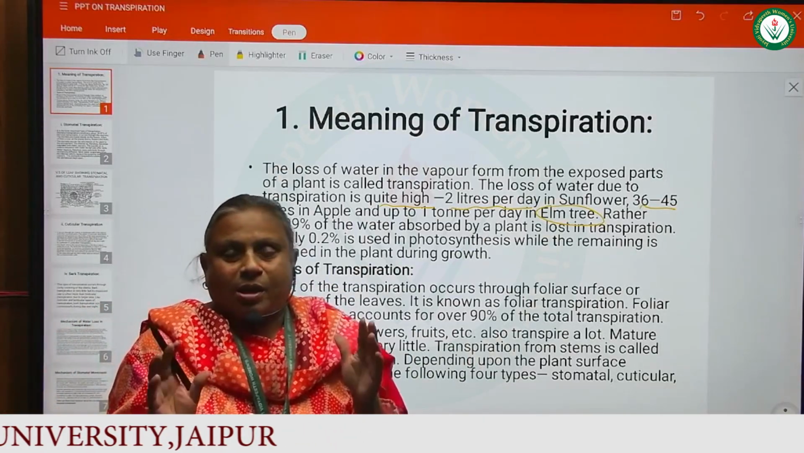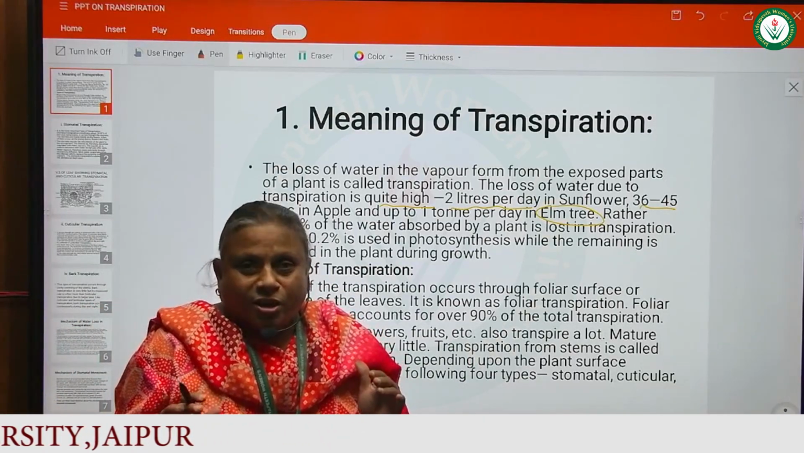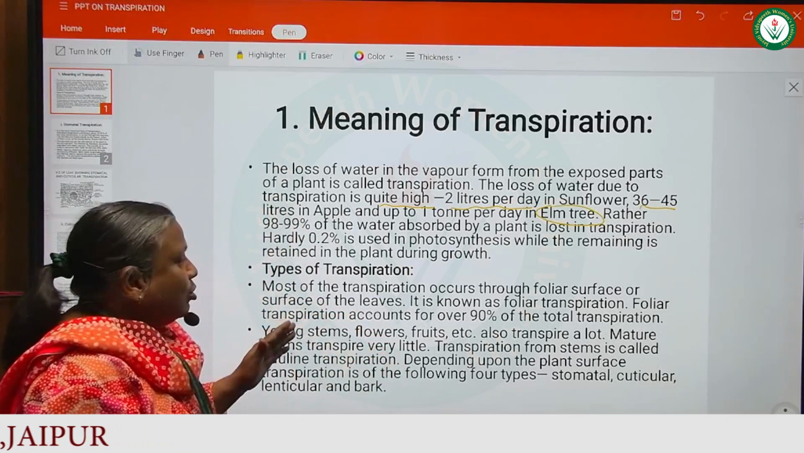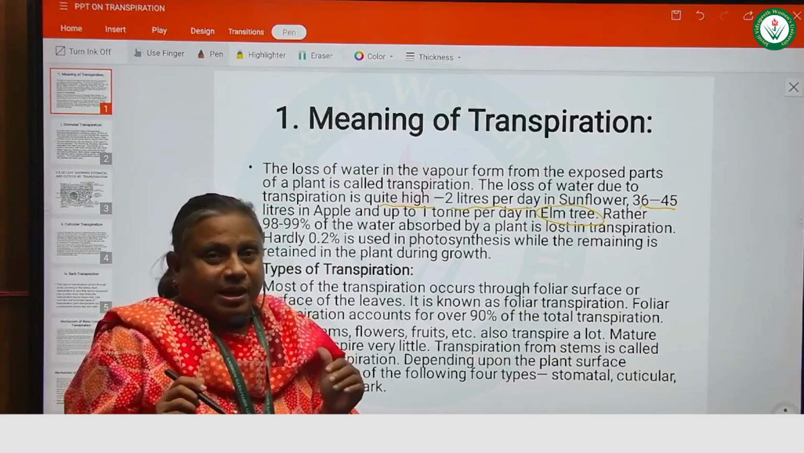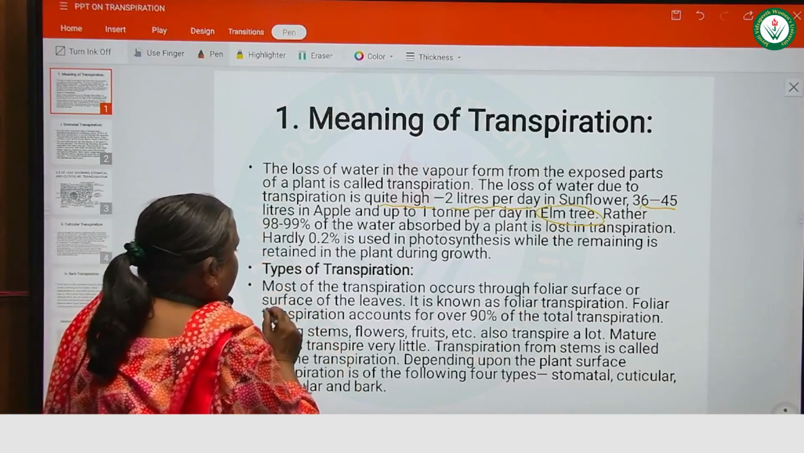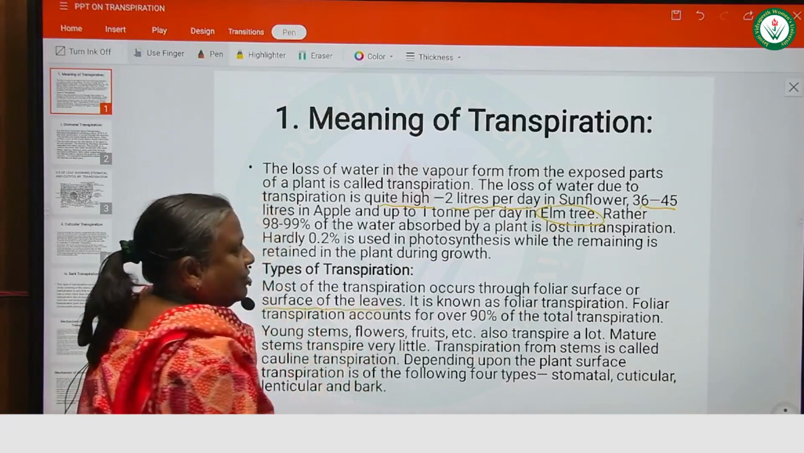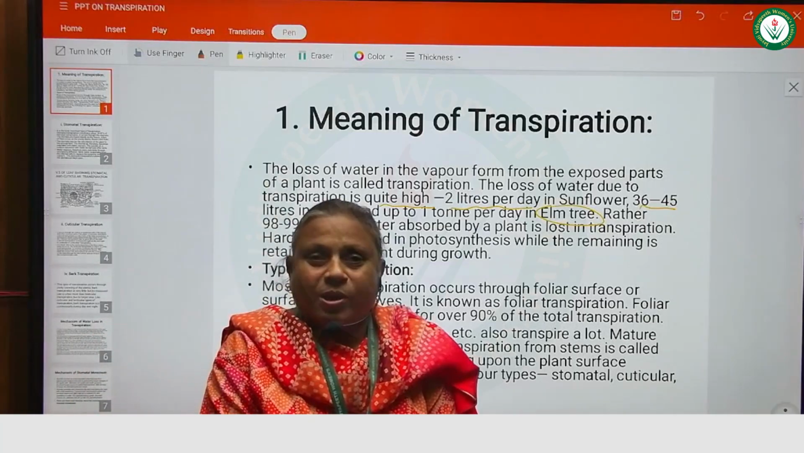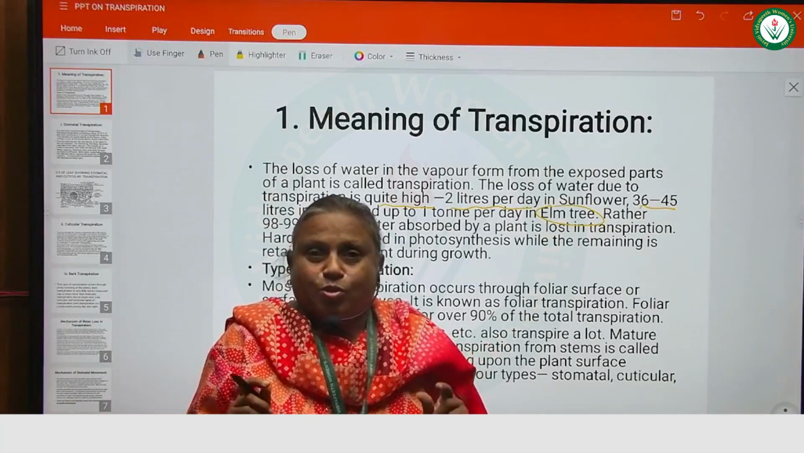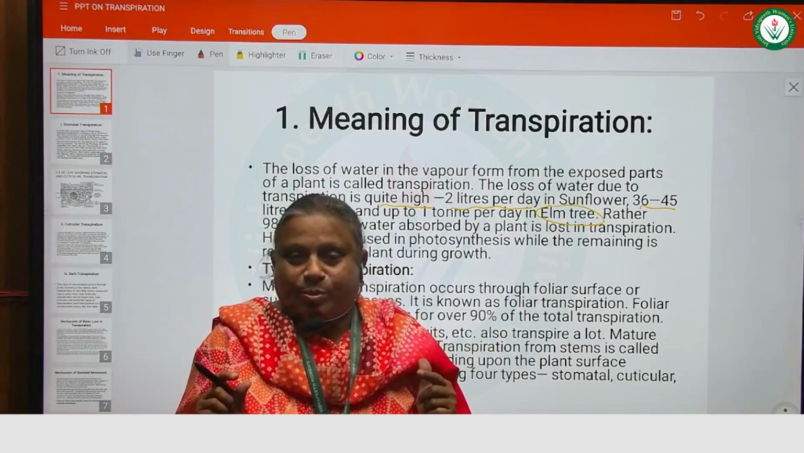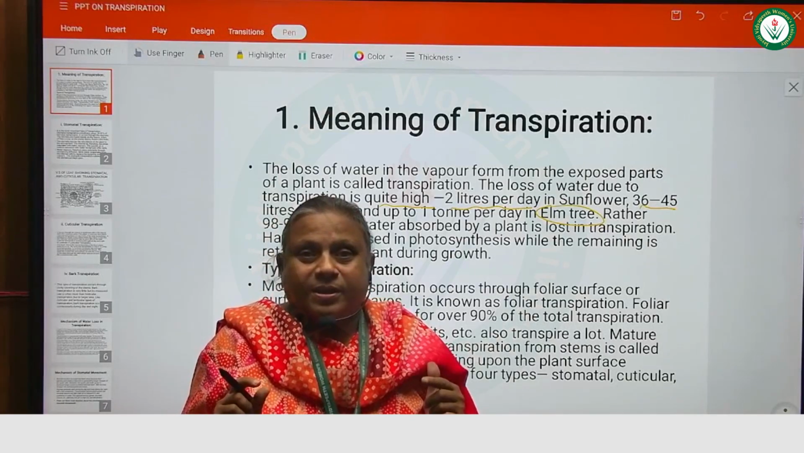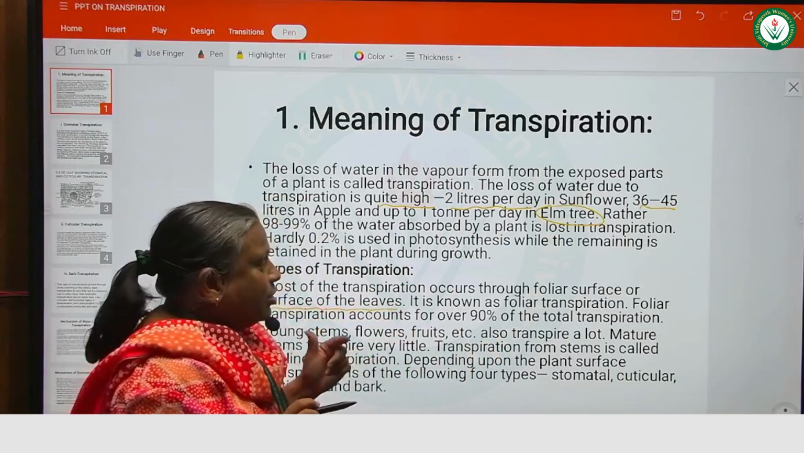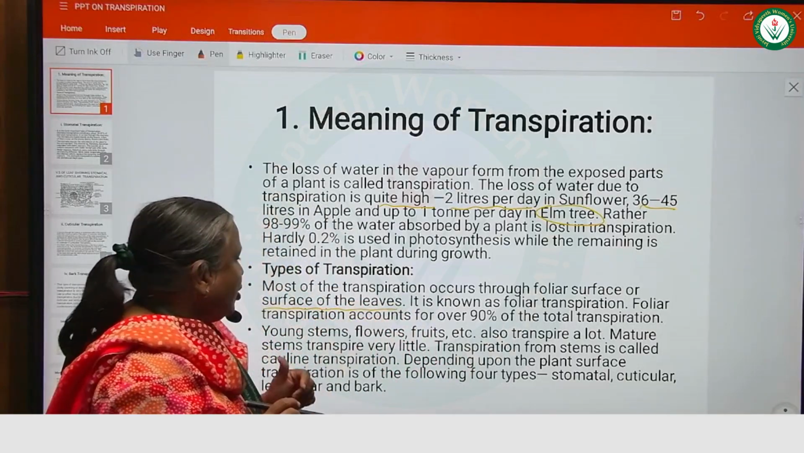Now I talk about the types of transpiration. So most of the transpiration occurs through the foliar surface or through the surface of the leaves. It is known as foliar transpiration. So students, what is foliar transpiration? When the transpiration process occurs through the leaves, it is called as foliar transpiration.